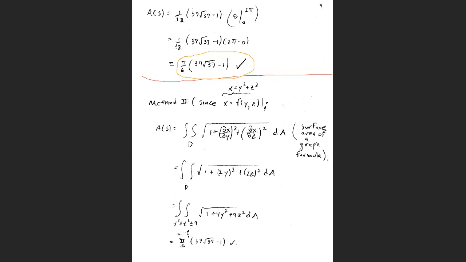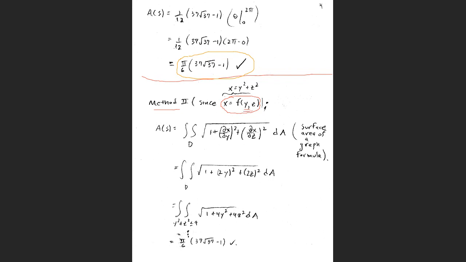Now there's another method also that you can use. This second method works because x can be written as a function of y and z. If you had something different, let's say you were trying to find the surface area for a cylinder, you couldn't use method 2, because the equation for a cylindrical surface cannot be expressed as a function of two variables.